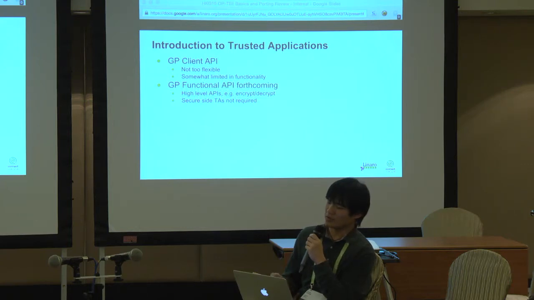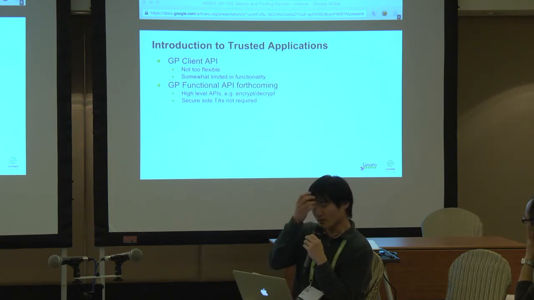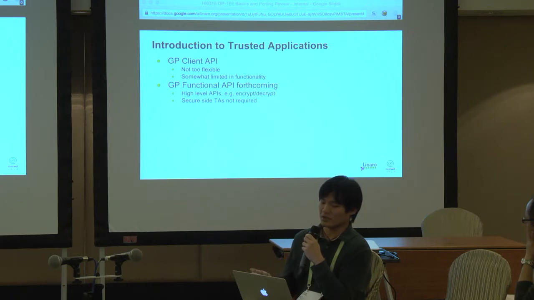One thing to note is that the client APIs are not very flexible and somewhat limited in functionality, in that they work somewhat like a user mode program for a device driver, where you can only use open, ioctl, or close. For trusted application developers, there are many commonly used high-level APIs, for example, AES encrypt, AES decrypt, just to name a few. These are high-level APIs that trusted application developers want to use and want them to be readily available without having to write a secure side counterpart for them. So with that in mind, GlobalPlatform is planning to introduce a new set of such APIs on top of the existing client APIs, and this will be known as the functional APIs.